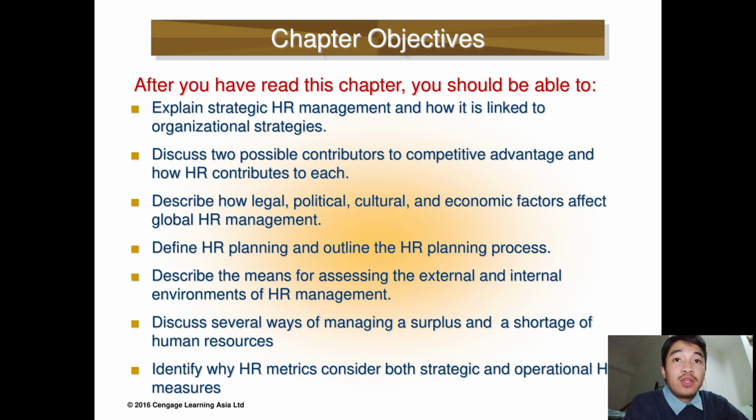Now, for the chapter objectives, after this chapter, you should be able to explain strategic HR management and how it's linked to organizational strategies, discuss two possible contributors to competitive advantage and how HR contributes to each, describe how legal, political, cultural, and economic factors affect global HR management, define HR planning and outline the HR planning process, describe the means for assessing the external and internal environments of HR management, discuss several ways of managing a surplus or a shortage of human resources, and identify why HR metrics consider both strategic and operational HR measures.